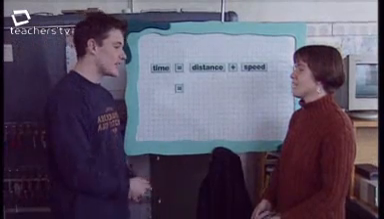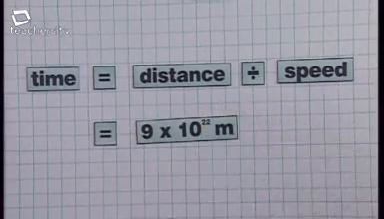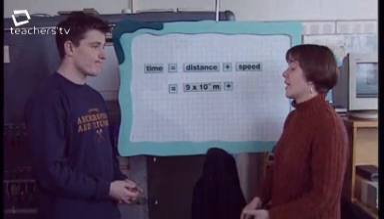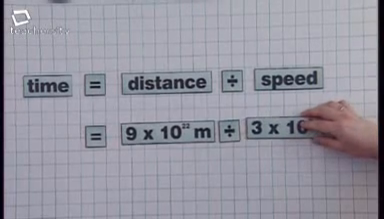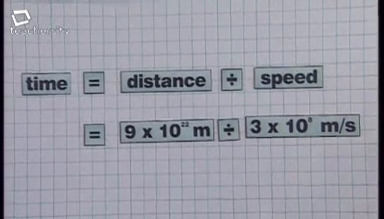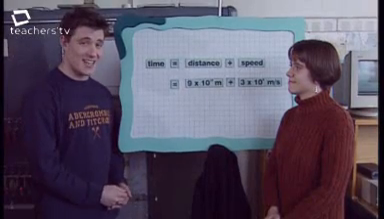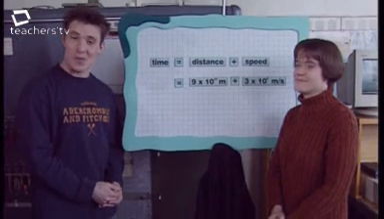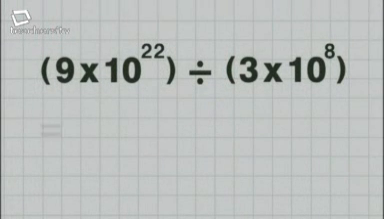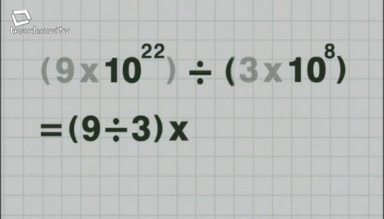Karen, how far away is your galaxy? It's 9 times 10 to the power of 22 metres. Great, and that's divided by speed, which is the speed of light, which equals... It's 3 times 10 to the power of 8 metres per second. Fantastic. So that means that the time equals 9 times 10 to the power of 22 divided by 3 times 10 to the power of 8. Now this is how you divide in standard form. First, rearrange the sum, grouping the ordinary numbers together and the powers of 10 together.